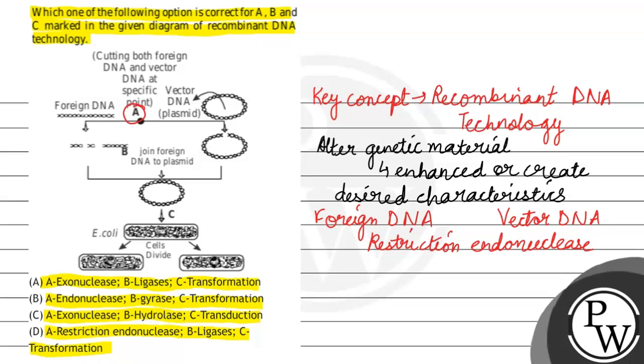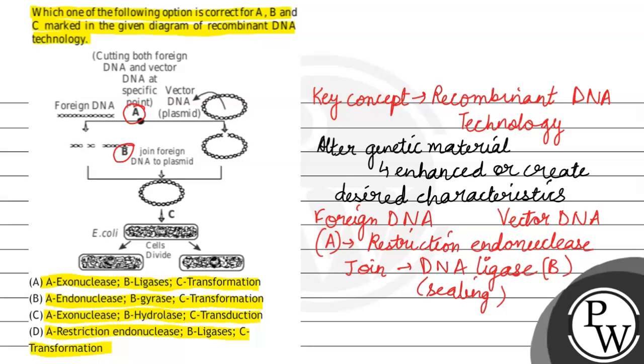So A is restriction endonuclease, which is an enzyme that cuts DNA at specific sites. Secondly, we join this foreign DNA fragment and vector DNA fragment by using DNA ligase enzyme. DNA ligase enzyme helps in sealing of DNA fragments. So B is DNA ligase.